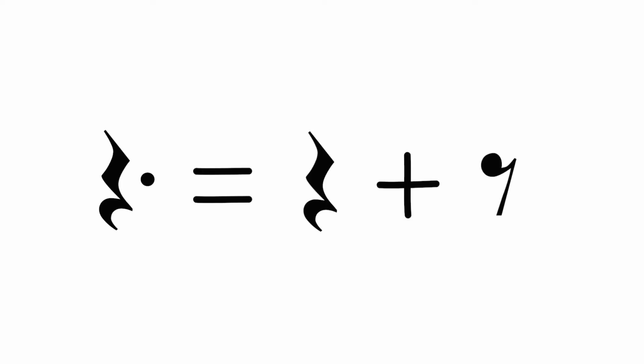The dot can also be used on a rest. So the dotted quarter rest is equal to using a quarter rest and an eighth rest. They both create the same duration of silence.